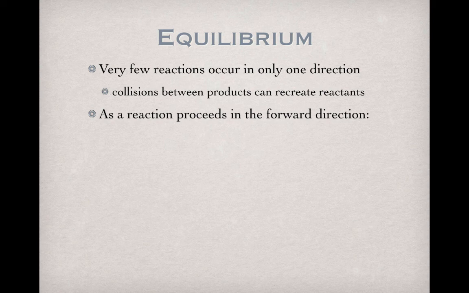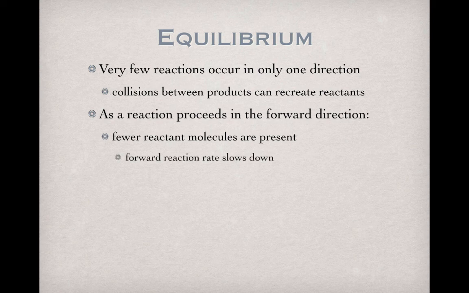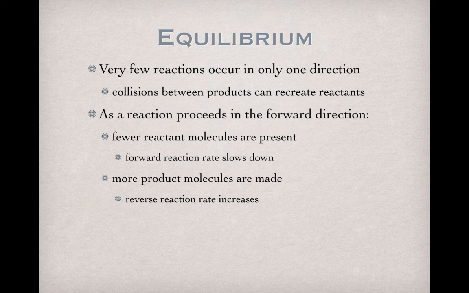So as a reaction moves in the forward direction, well, what happens to that? So if we start with just reactants and move a reaction in the forward direction, what we get is those reactants reacting, forming products, and as a result we have fewer reactant molecules present, and so as we've seen, that forward reaction rate slows down. But as that forward reaction rate slows down, because of fewer reactant molecules, what we're making is product molecules, and so we're increasing the number of product molecules, and as a result the reverse reaction rate begins to increase. So we have the forward rate decreasing and the reverse reaction rate increasing.